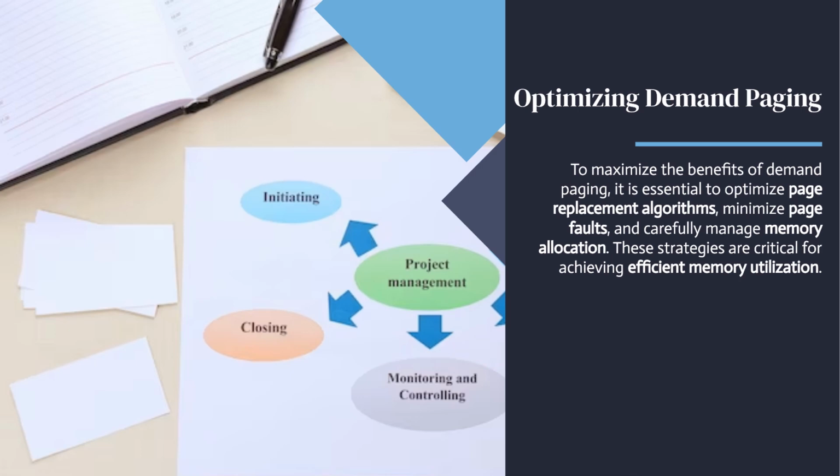How can we optimize demand paging? To maximize the benefits of demand paging, it is essential to optimize page replacement algorithms. Adjust the size of the page file or swap space. Ensure sufficient physical memory to reduce page faults. Profile and optimize applications to minimize memory usage. Minimize page faults and carefully manage memory allocation. These strategies are crucial for achieving efficient memory utilization.